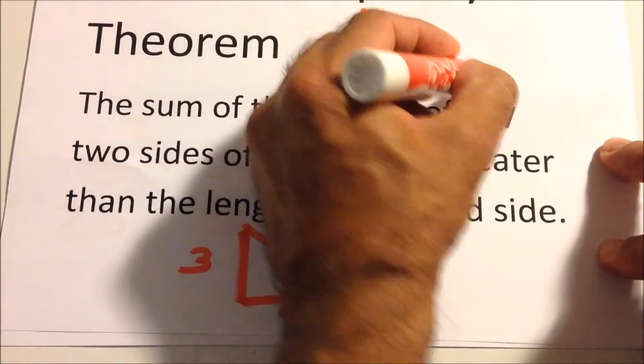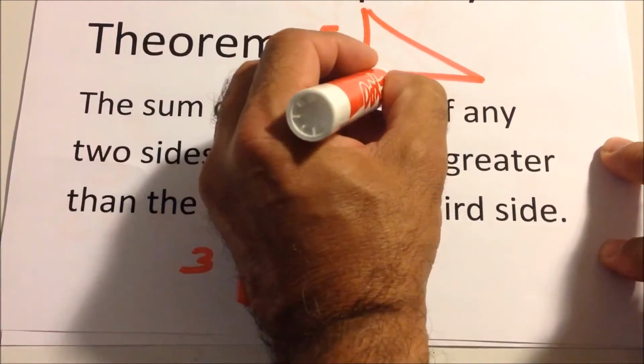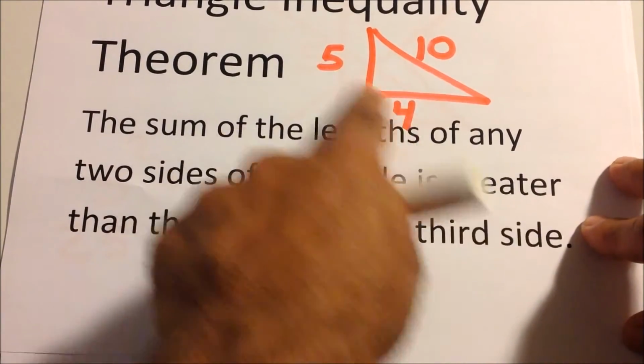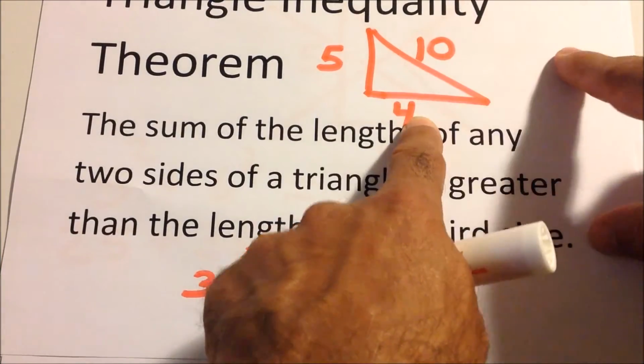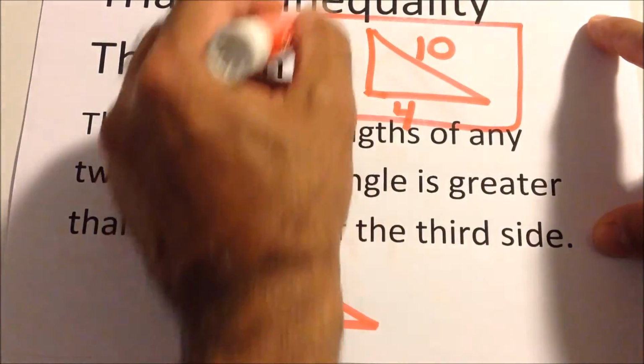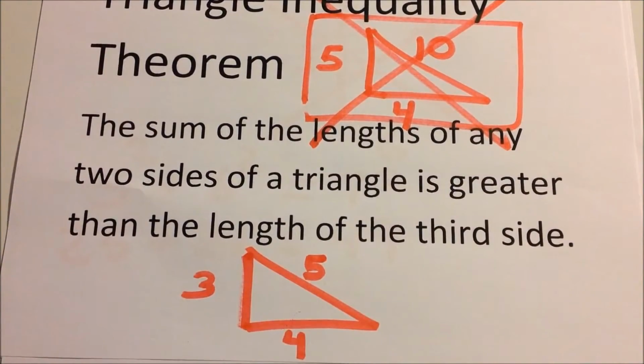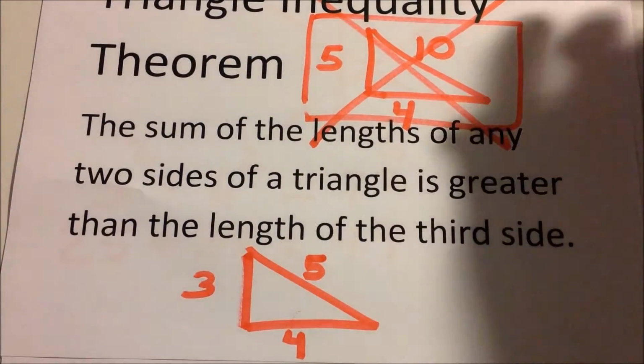So if you had something like this, if this said 5 and this said 4, this can't be 10. Why? Because 5 plus 4 is 9, and it has to be greater than that. So you wouldn't be able to make a triangle. This would not be a triangle. That's what the triangle inequality theorem states.